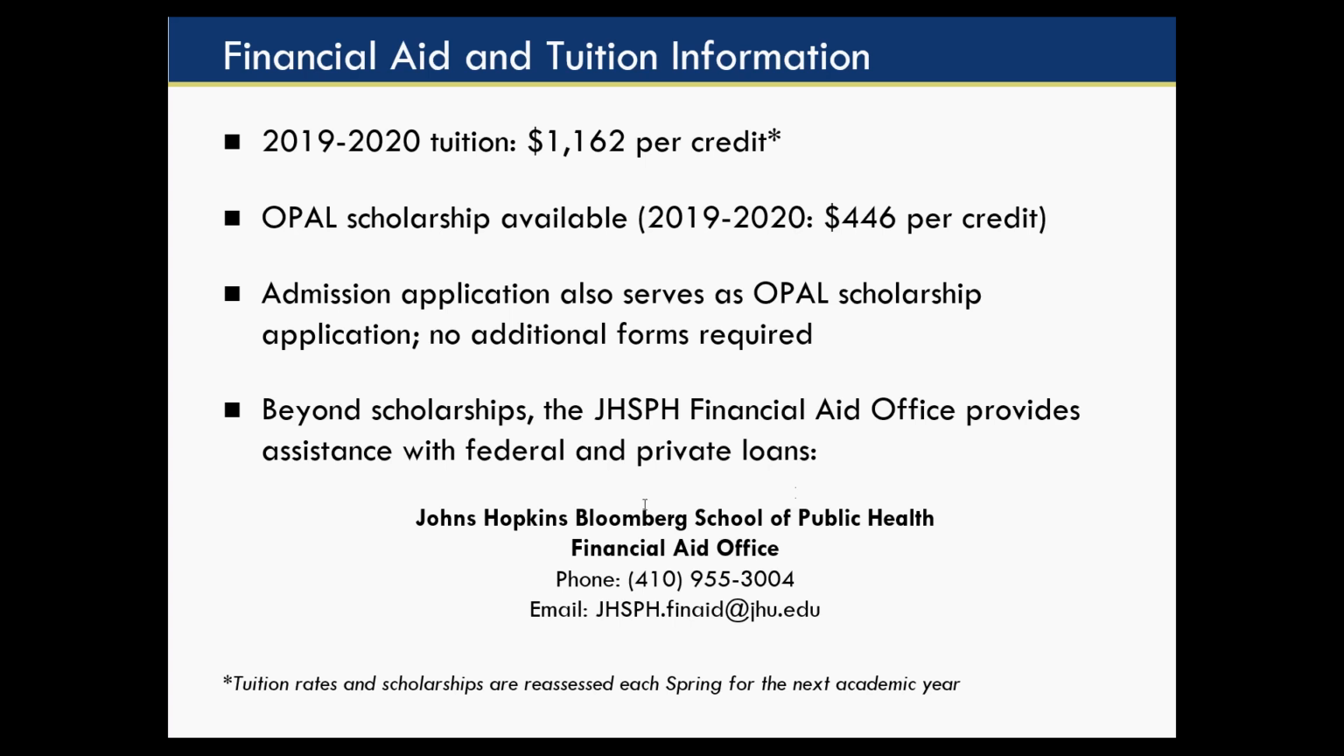Any changes will be updated on our website in the late spring, keeping in mind that our tuition rate and scholarships are reassessed each spring. And just to go over the credits breakdown, it is 50.5 credits for the master's, and for the certificate, it is 18 credits at $716 per credit at the current tuition rate.